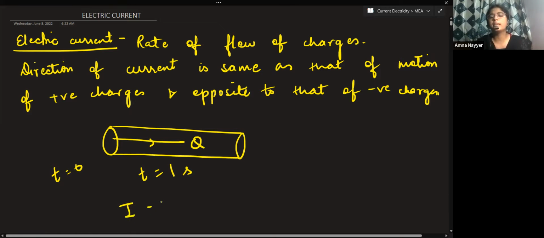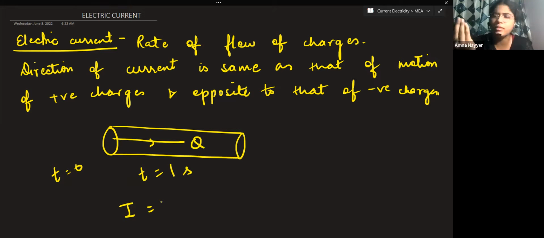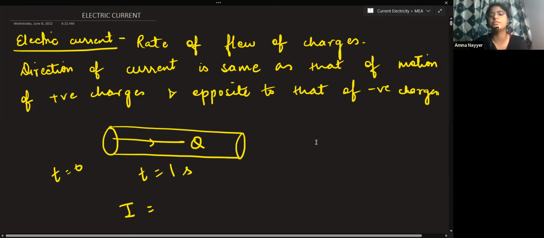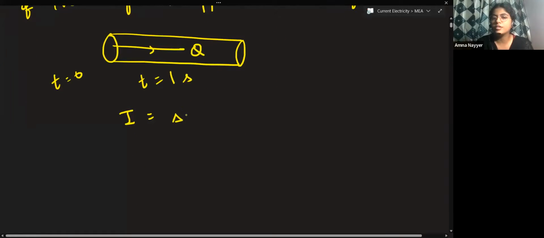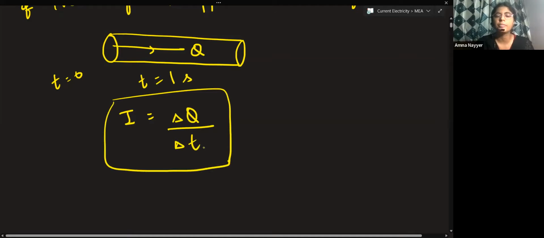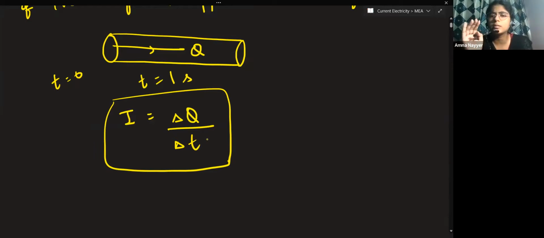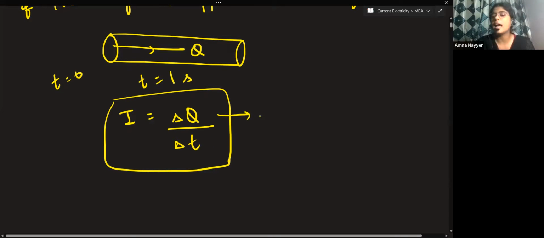So the formula of electric current becomes easier to calculate: charge divided by time. The simple definition of electric current is the rate of flow of charges. So the formula will become the change in charge, meaning whatever charge has flowed, divided by the change in time that has occurred. So the rate of flow of charge is basically delta Q divided by delta t. This delta sign we always use whenever there is a small change. So this will give us the average current.